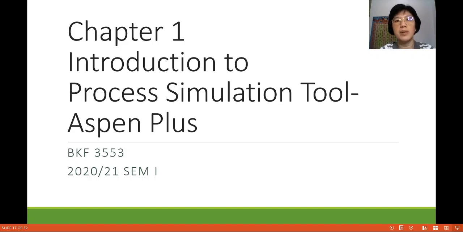Now let us start chapter 1 on the topic of Introduction to Process Simulation Tools, and we will be focusing on Aspen Plus. I think with my explanation in the previous session, you should be able to get some idea about process simulation and computer-aided design.